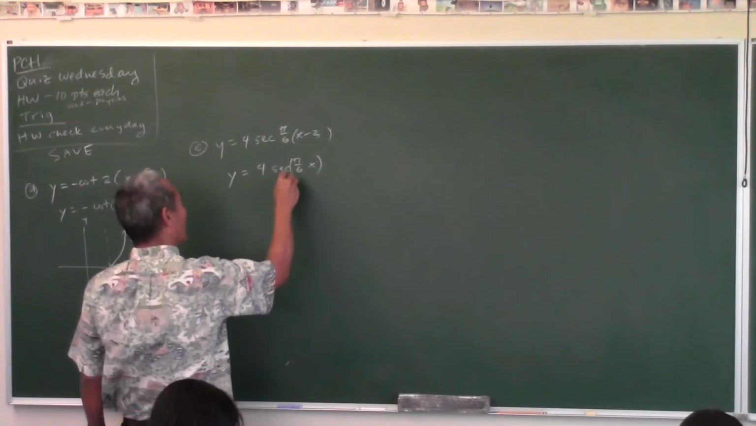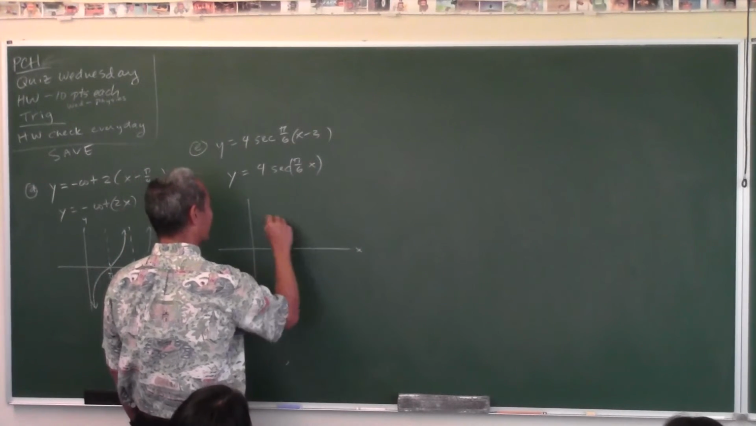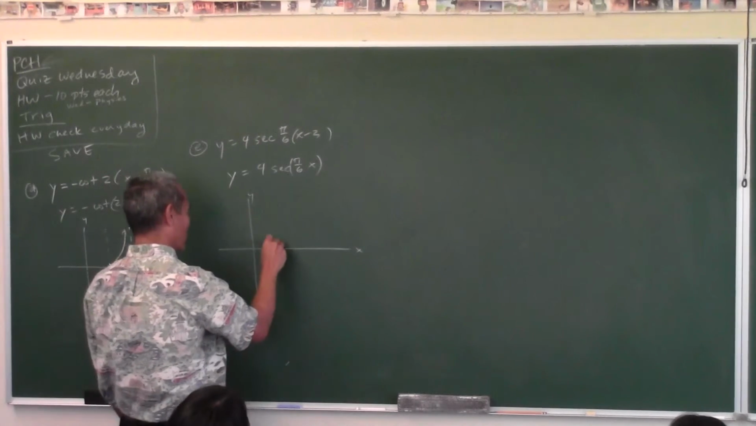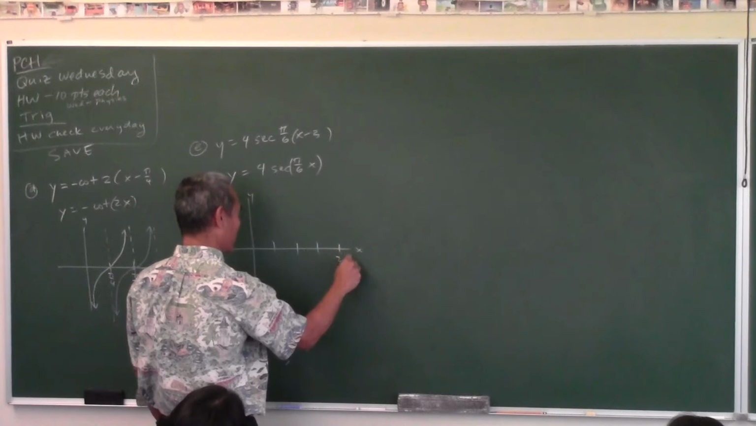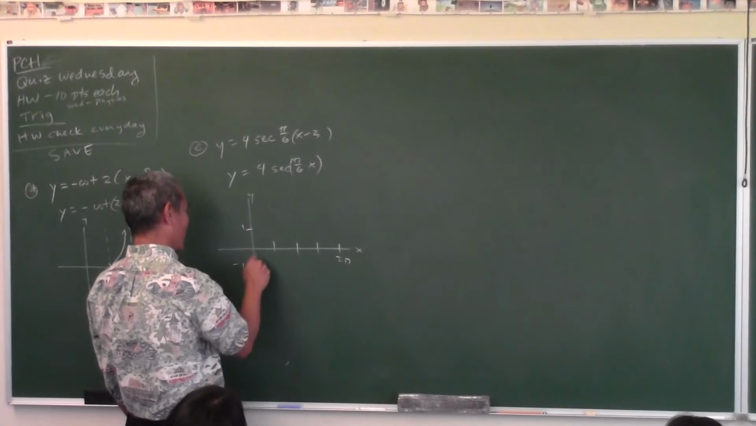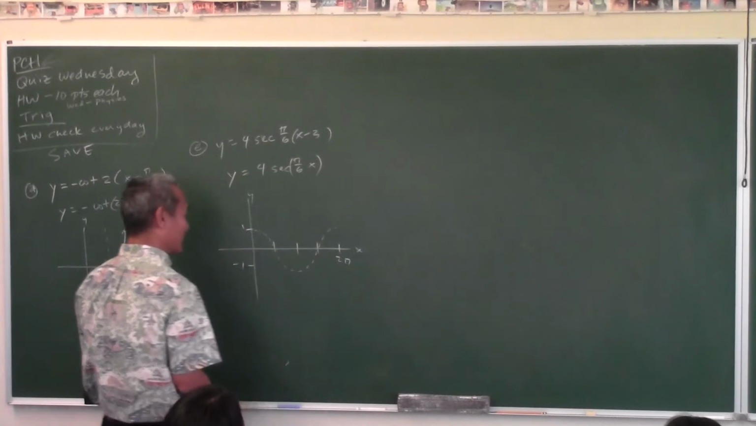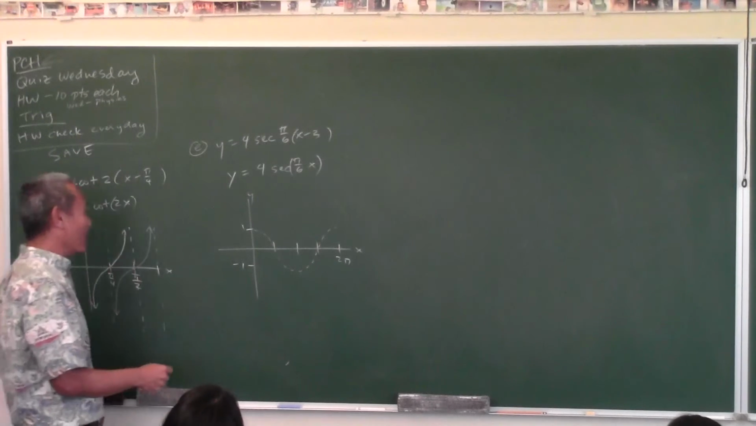Okay, how do I graph this? What do we start with? You start with the cosine graph, right? Because secant is the reciprocal of cosine. 1, 2, 3, 4. 1, -1. So cosine looks like this, right? That's cosine. So how do you graph secant then? You hump up and you hump down.